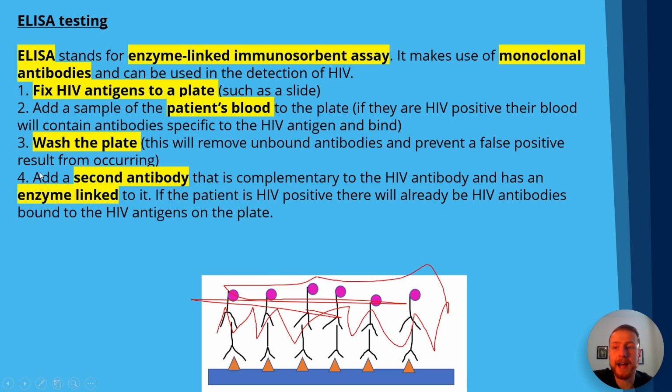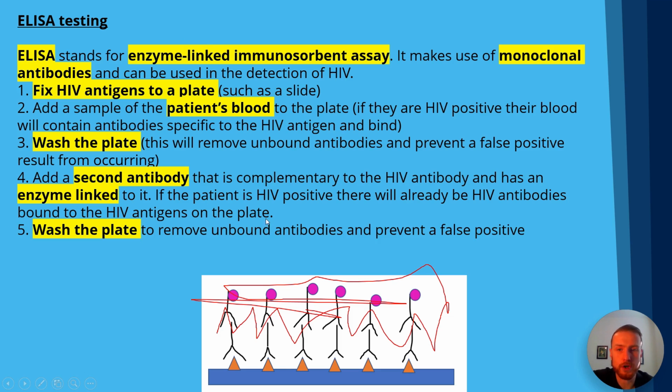Then step 4, we add a second antibody. And that's an antibody that's complementary to the first HIV antibody. But this second type of antibody has got an enzyme linked to it, which I've represented in purple or pink there. Now, if the patient is HIV positive, there will already be HIV antibodies bound to the HIV antigens on the plate. So just to recap, the triangles are antigens, the Y-shaped molecules are antibodies, and then we've got a second Y-shaped molecule, which is an antibody with an enzyme linked to it. And that's where the enzyme-linked part of ELISA comes in.